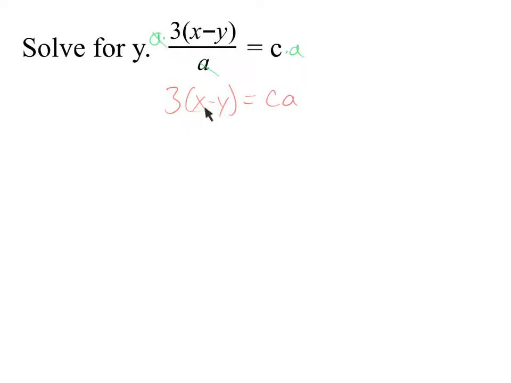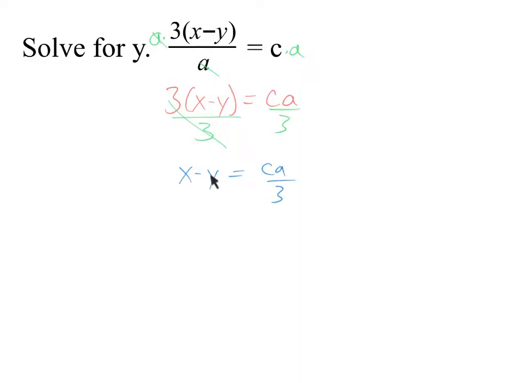So can I get rid of the 3 or the x? Hopefully you understand that 3 is probably the best thing to get rid of. Since it's multiplied on, you want to divide it off. So I'm going to divide both sides by 3. That's gone. I am now at x minus y equals CA over 3. All right, we're getting closer, getting closer.